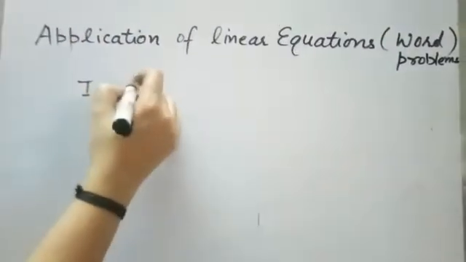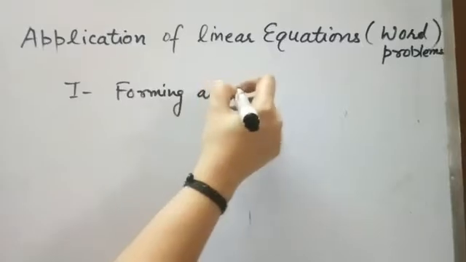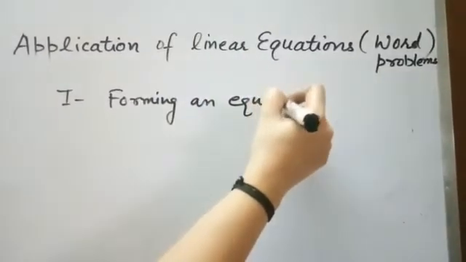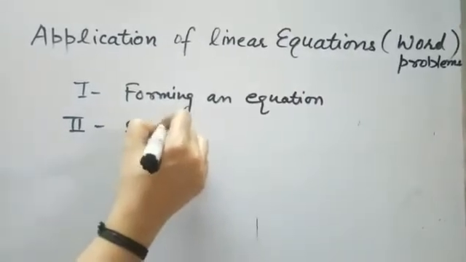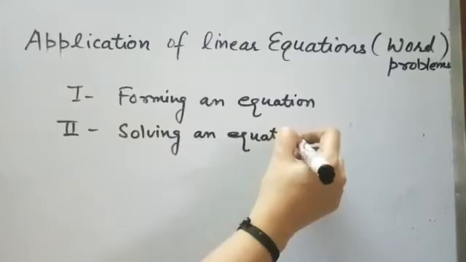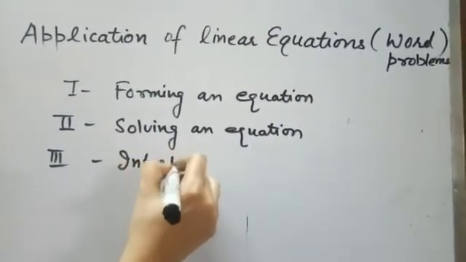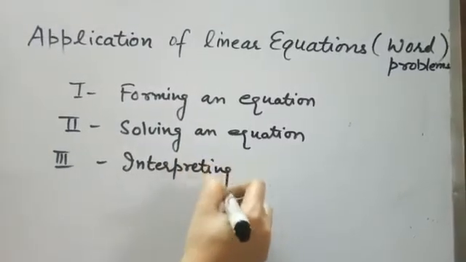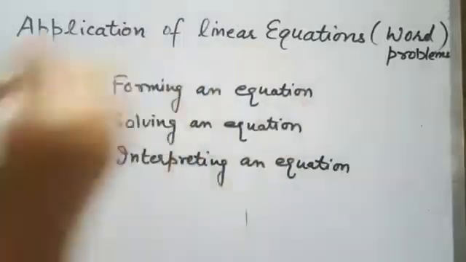The first step, forming an equation. Whatever the statement given to you, we have to form an equation according to that statement. The second step, solving an equation, which we have already discussed in our worksheet 1. And the third step is interpreting the solution of an equation, to check whether it is right or wrong.